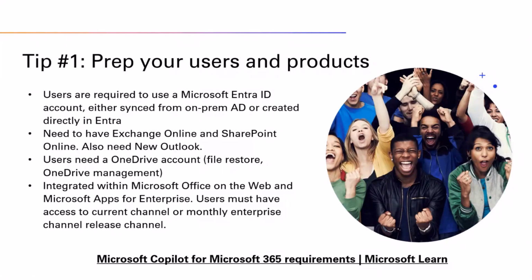You also need to have Exchange Online or SharePoint Online, and you will also need the new Outlook. If you're not using the new Outlook, start looking at getting your users on it, because that's how you can use the Copilot that's integrated into Outlook. Users will also need a OneDrive account, and they need to be on the Current Channel or Monthly Enterprise Channel for releases. So take a look at your M365 release schedule and make sure it's not on the Semi-Annual Enterprise Channel. There's a link there for those prerequisites.